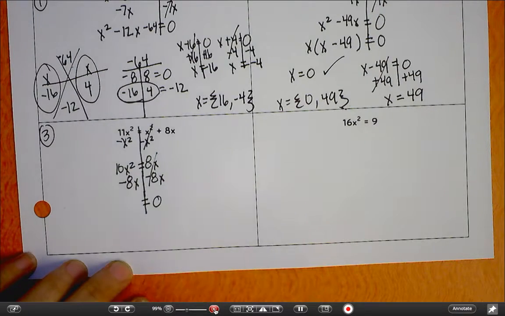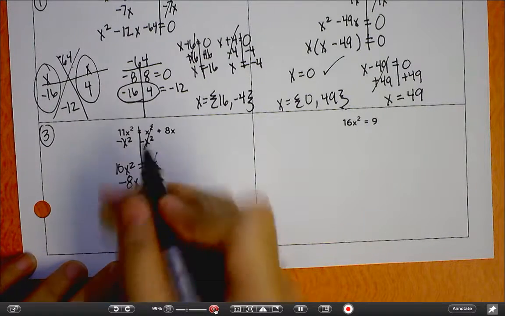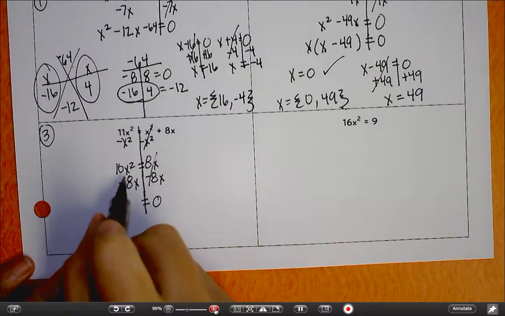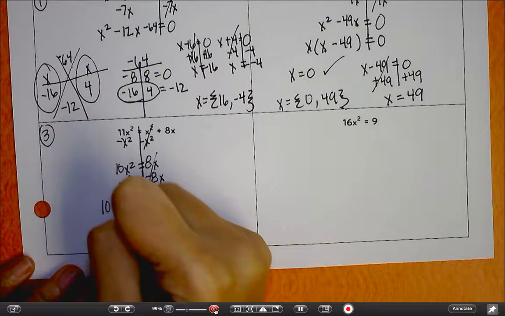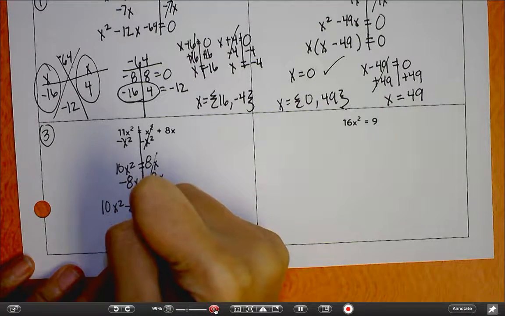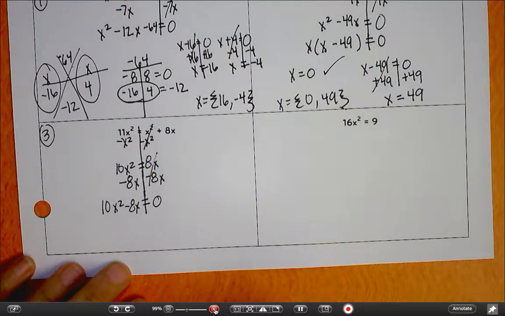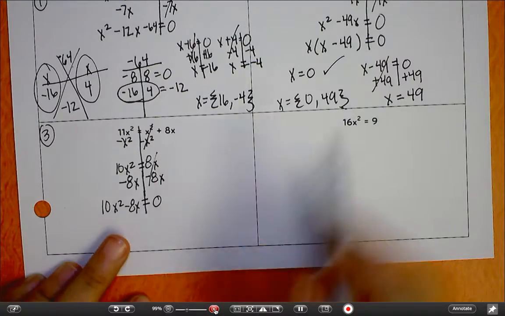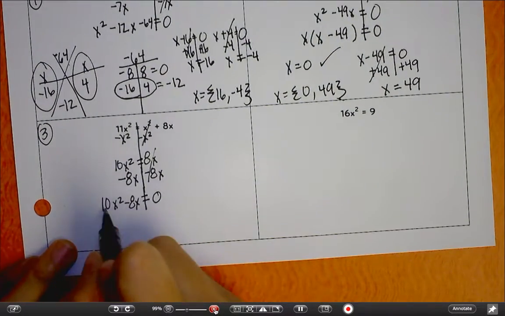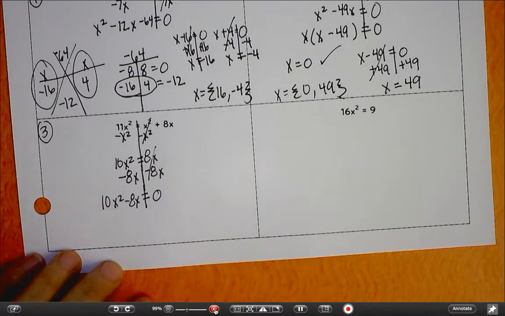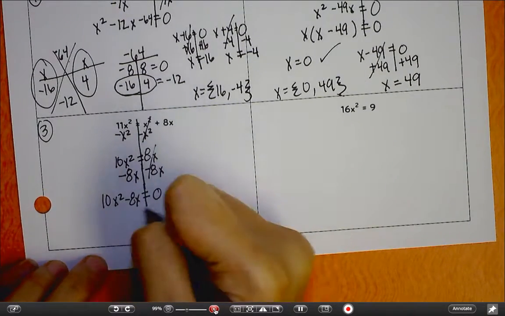So that's 0. I already brought down my equal sign. I can't combine this because they're not like terms. So I'm going to write this all down, 10x squared minus 8x. This looks very similar to what we have in problem number 2. I see I have 10 and 8. I know I can pull 2 out of 10 and 8.